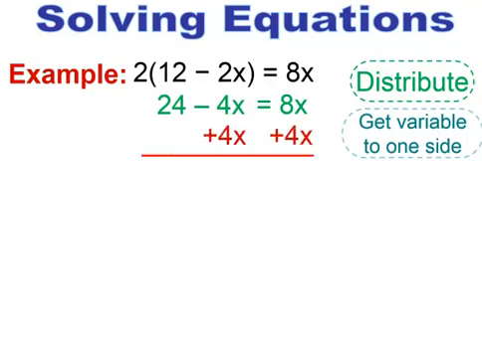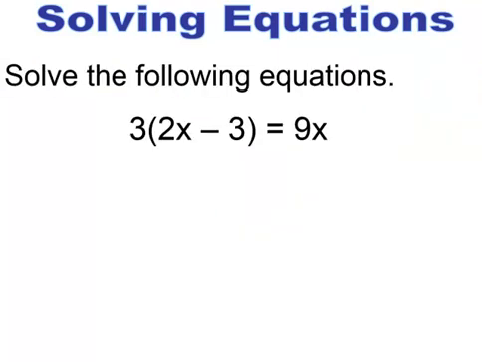I chose to move the 4x over, and because it's minus, I added it to both sides. And I'm left with 24 equaling 12x. And now I need to solve for x. 12's attached, that's multiplication. The inverse would be division. I divide both sides by 12, and I get that x equals 2. Pause and try.